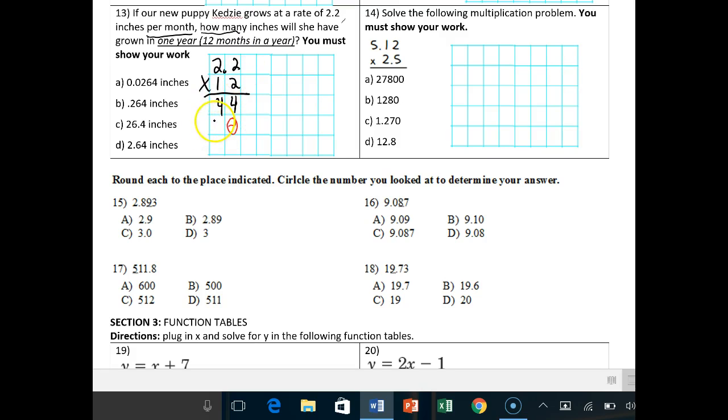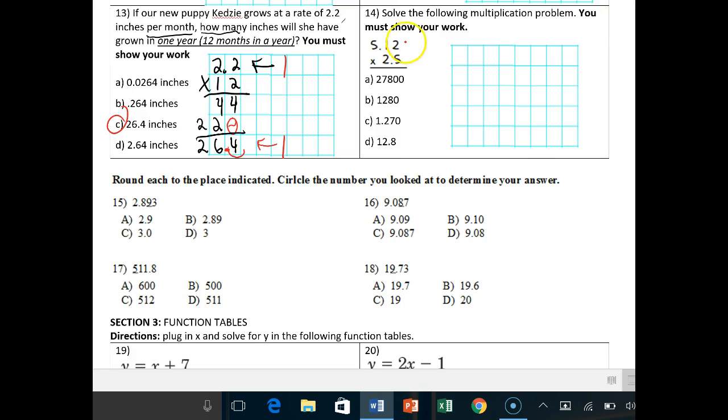And then we do 1 times 2 is 2. 2 times 2 is 4. Add it up. We get 4, 6, 2. Now here's the key thing. You have 1 decimal place here, so you should have 1 decimal place in your answer. So right there, move it. Goes right there. 26.4 should be your answer.